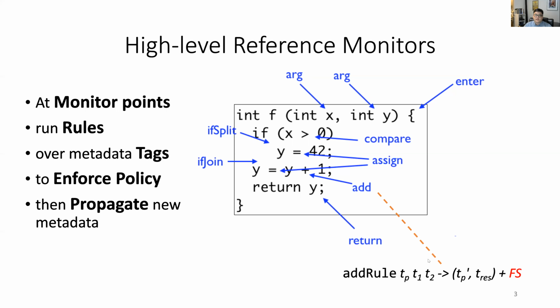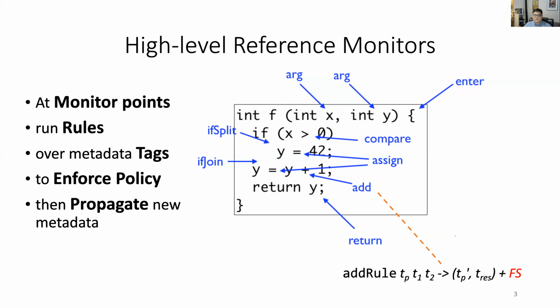T1 and T2 are tags of the operands. TP is the PC tag that tracks program state. Rules either produce a fail-stop, which enables policies to be enforced, or they propagate a new PC tag, here TP prime, and produce a tag for the result of the add, here TRES. Metadata tags can be defined arbitrarily. They might represent things like security levels in the IFC policy, or in the memory safety policy, whether or not a memory location has been allocated.